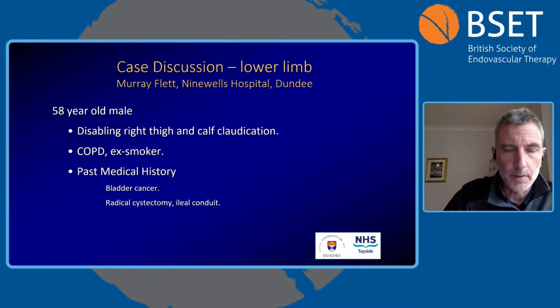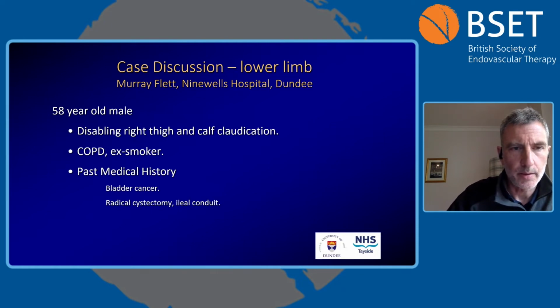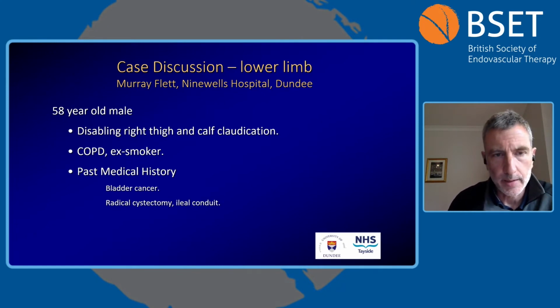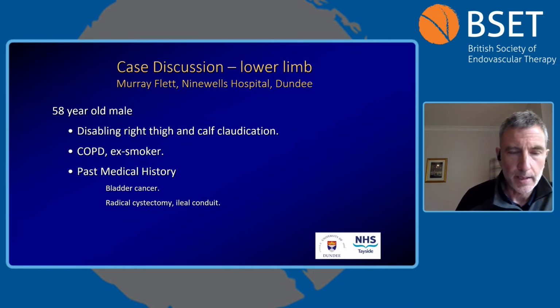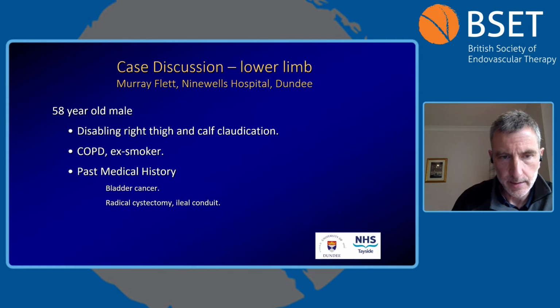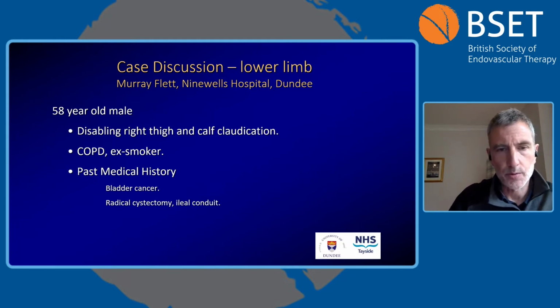The case I'd like to present is another lower limb case. A chap who presented to us back in 2013, 2014, 58-year-old male, still working at that time, disabling right thigh and calf claudication. Respiratory disease, ex-smoker, and a year or so back he'd had radical surgery for bladder cancer, radical cystectomy, pelvic lymph node dissection, and he's got a stoma in his right iliac fossa.